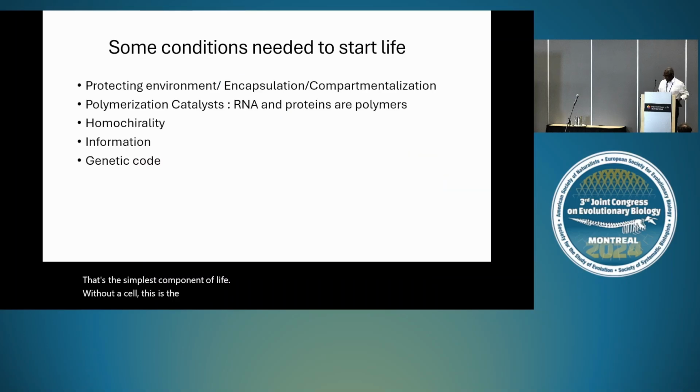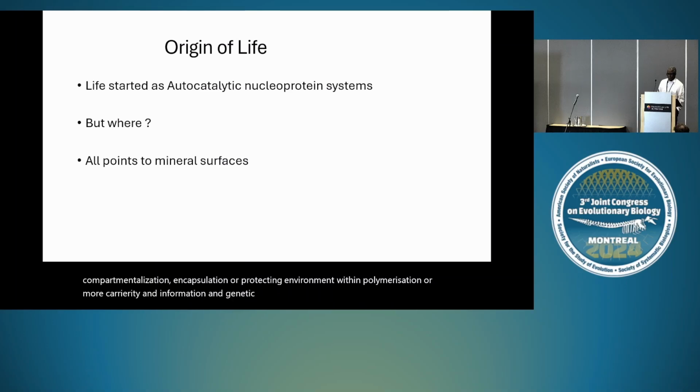And some of the conditions needed for the emergence of life: in the diluting, aqueous environment of life, we need a system for compartmentalization, encapsulation, a protecting environment. We need polymerization, homochirality, and information and genetic code. So life started, as we said, as an autocatalytic nucleoprotein system, but where is that?